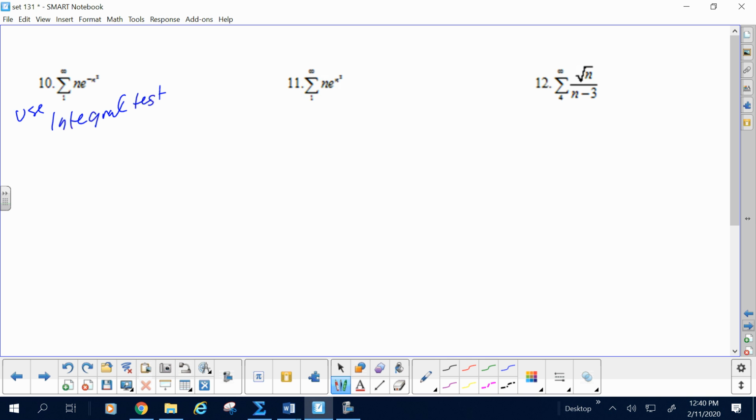12, this is a little harder. Is it a root test? Use a direct comparison test. Now, you want to compare it roughly to the biggest power over the biggest power. So you're shooting to compare it to 1 over root n. You with me?